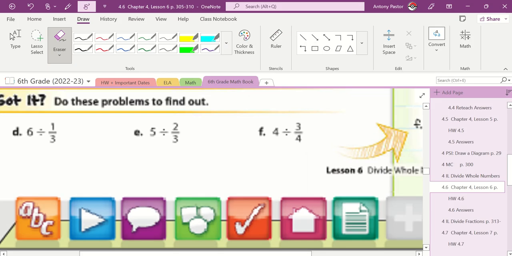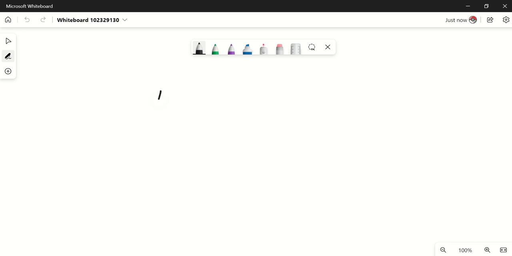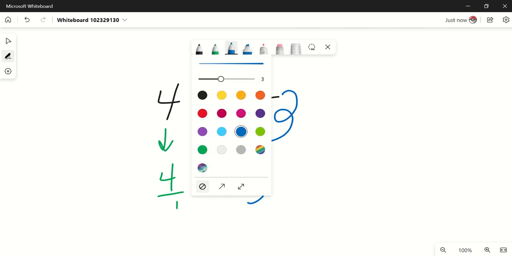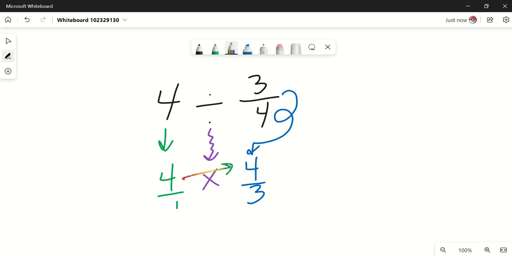And my last problem is 4 divided by 3/4. First number comes down, the division symbol becomes multiplication, and we do the reciprocal, and that'll be 4/3. I will need to put this 4/1. 4 and 3 have nothing in common, and 1 and 4 have nothing in common. No cross simplification there. Multiply straight: numerator times numerator, denominator times denominator. I already know my denominator is going to be 3.